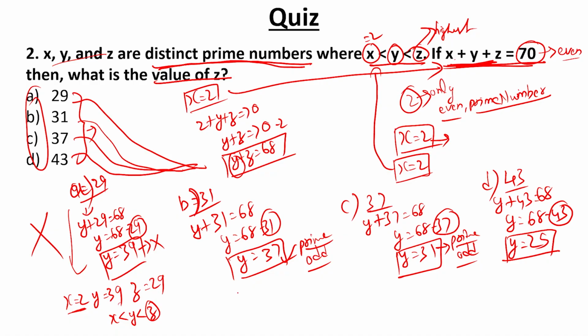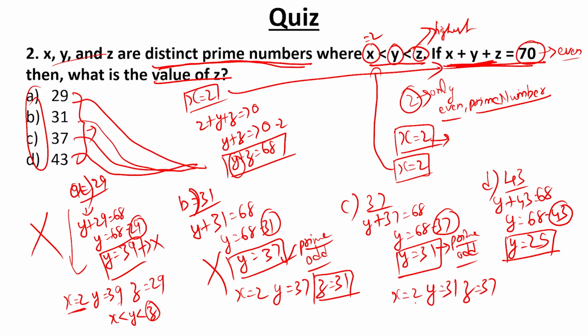Now let's go to option B. X is equal to 2 here, and we got y is equal to 37, but z is equal to 31. I told you, z is always the highest number, so this can also never be the answer. Now let's go to option C. Here x is equal to 2, y is equal to 31, and z is equal to 37.